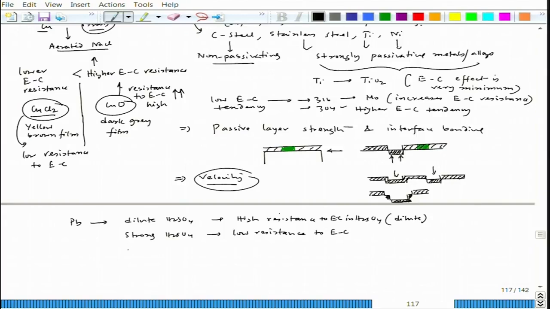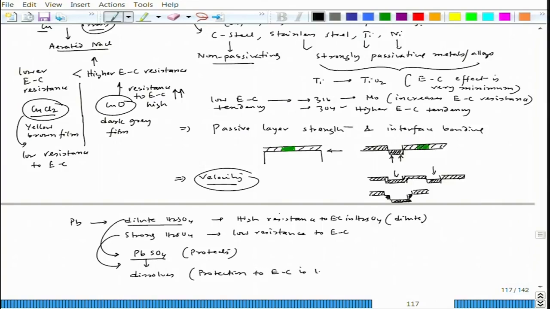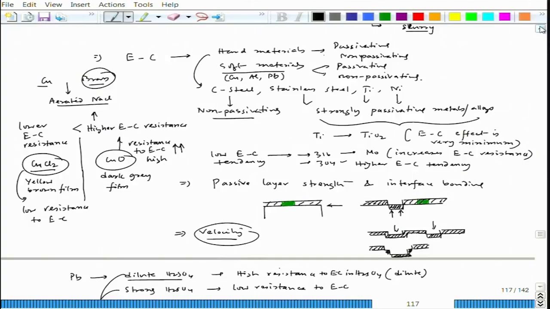Fine. So now, why does it happen? Because in this particular case, PbSO4 forms, which actually protects. But in this case, this one dissolves and protection is lost. And remember, this is only in terms of a flowing system. Okay? So, this is one example that depending on the type of metals and type of film, we can have different sorts of protection to erosion corrosion.